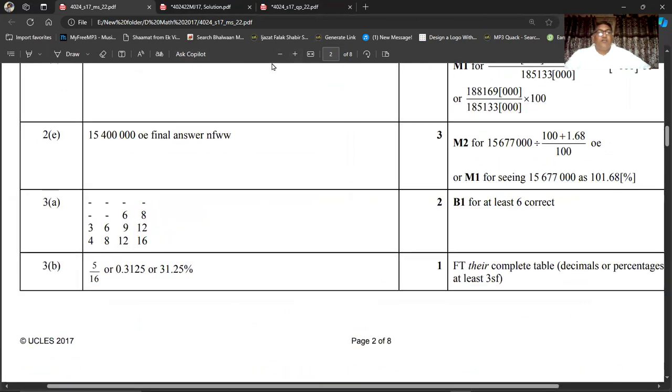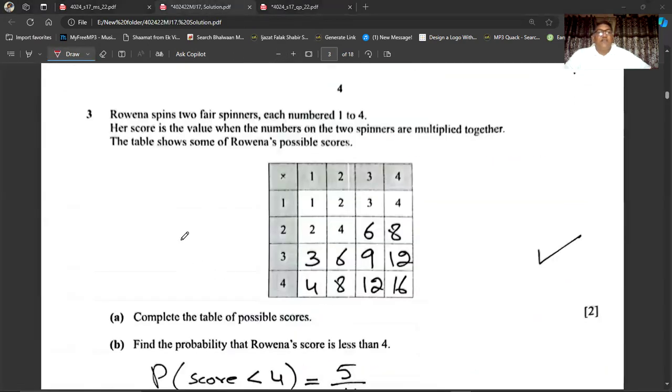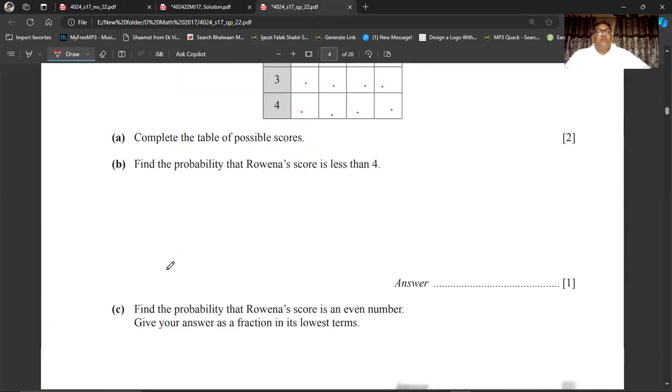I hope it can, no, not one more step. So this is the answer, sir. This is how it is done. We have completed the table. So question number 3, it's B part.